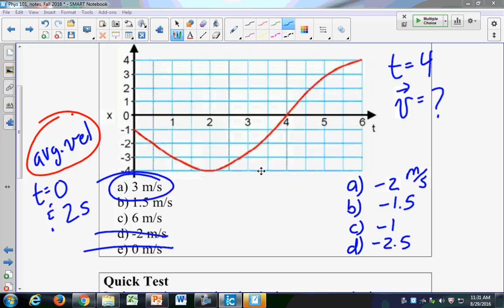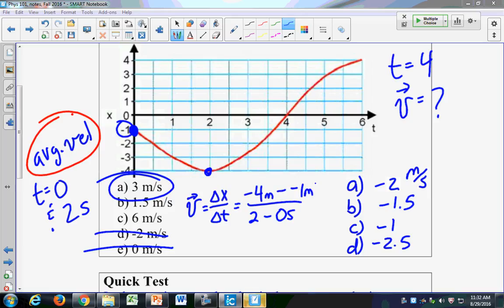So at t equals 0 seconds, I want to know V average. It's equal to delta x over delta t. My delta t is going to be 2 minus 0 seconds. At 2 seconds, my position is minus 4 meters. At 0 seconds, my position is minus 1 meter. So minus 4 minus -1. So that's minus 5 over 2. Which is minus 2.5.